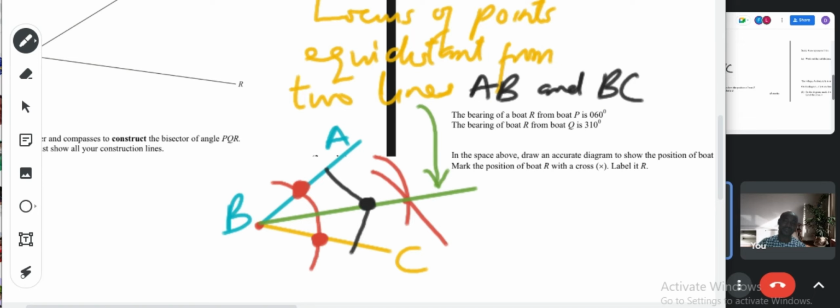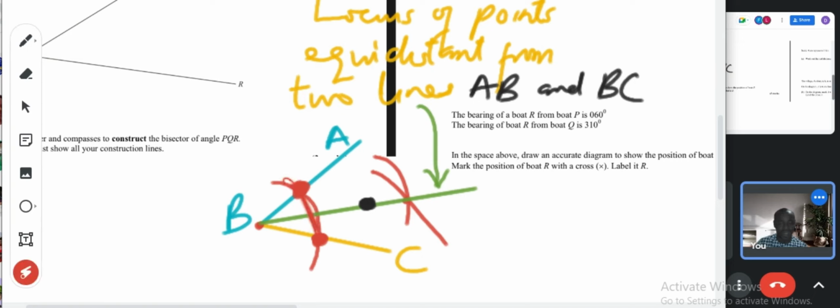Couldn't you have just done that without the compass? No, it can only be gotten correctly with a compass. The only way you could do that without the compass is to measure out the angle and divide it into two equal parts. But then they want to see the construction lines. They will always leave you with an instruction: show all your construction lines.